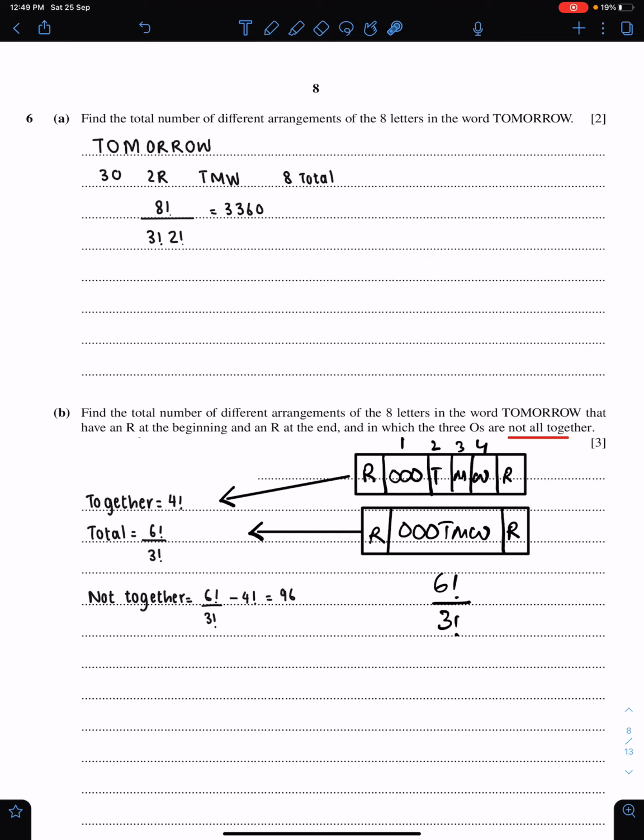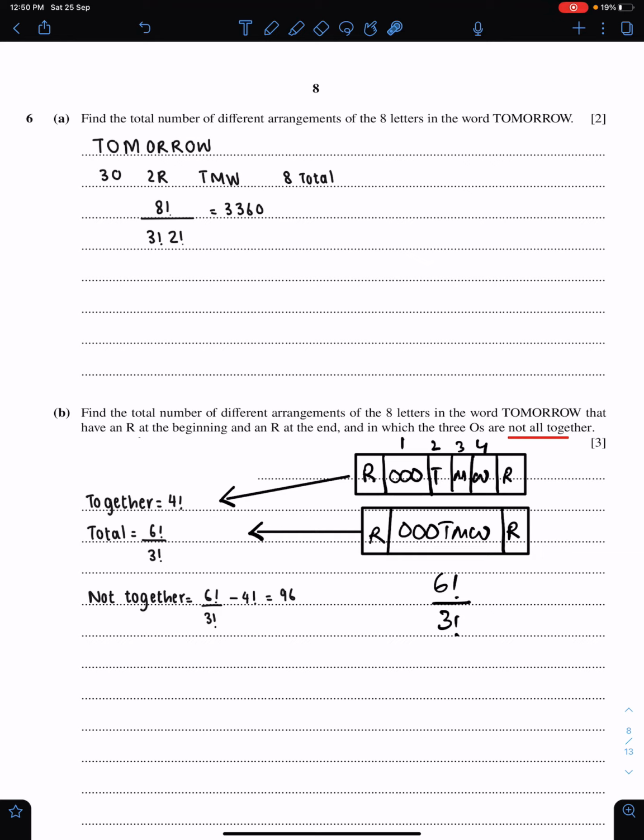So when all 3 O's are together with R's at the ends, see, R's are at the ends, and these three O's are together. These are the three remaining letters. So this is one object, second object, third object, fourth object. So we have altogether four objects. So we just need to write 4 factorial for this. So this is the way to find the number of arrangements in which R's are at the ends and all three O's are together. 4 factorial.